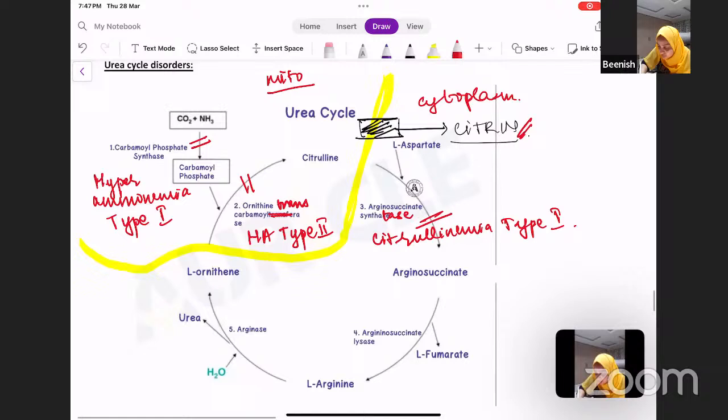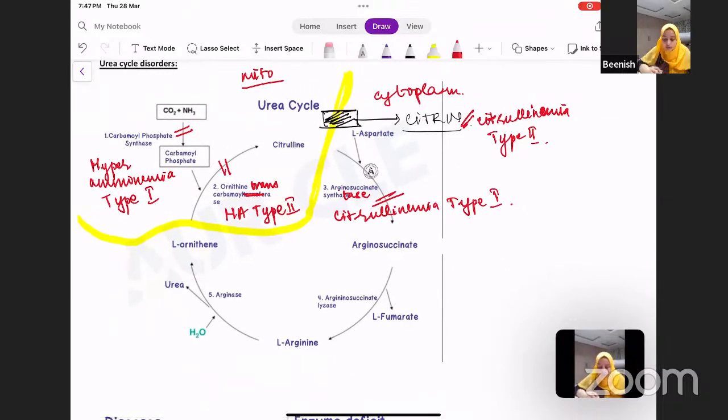So there has to be a type 2. The type 2 is when the transporter is defective, then it causes citrullinemia type 2. When the block is in the first step, that is hyperammonemia type 1. If the second step, that is formation of citrulline, is affected, then it is hyperammonemia type 2. If the block is in argininosuccinate synthetase, it causes citrullinemia type 1, and if the citrin transporter is affected, then it causes citrullinemia type 2.